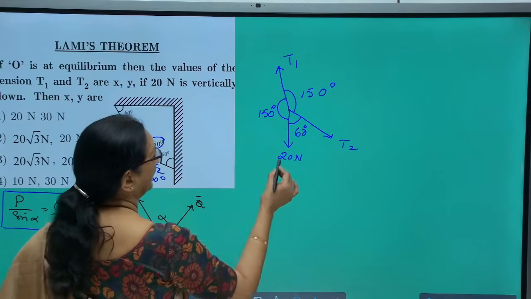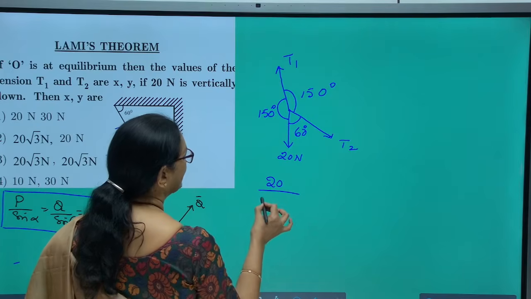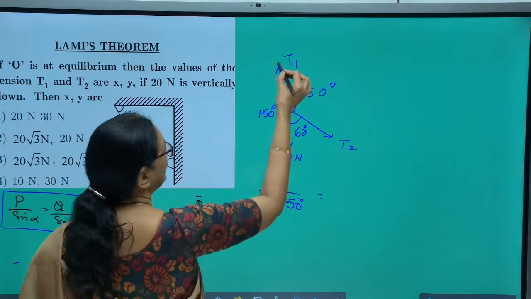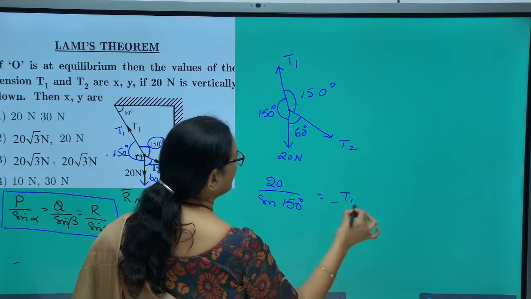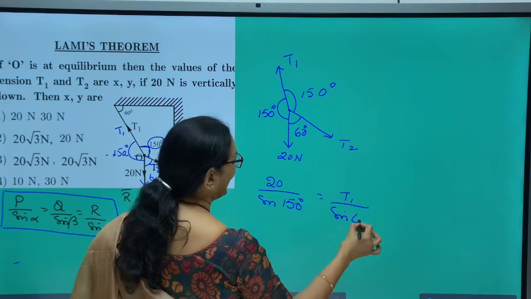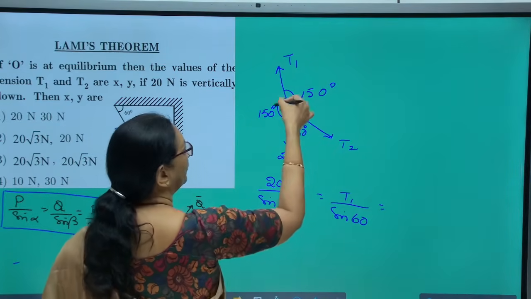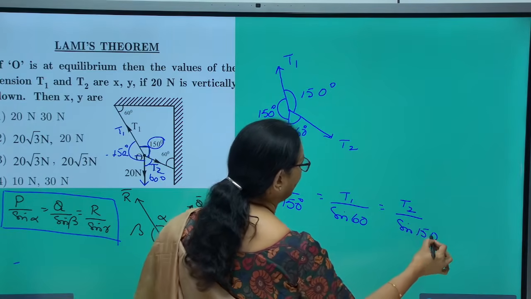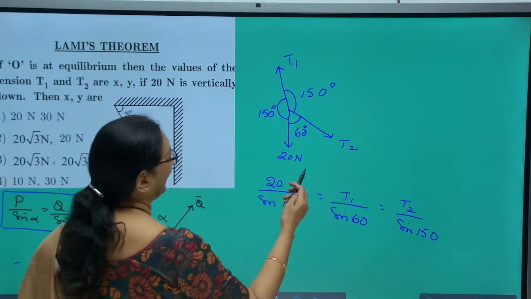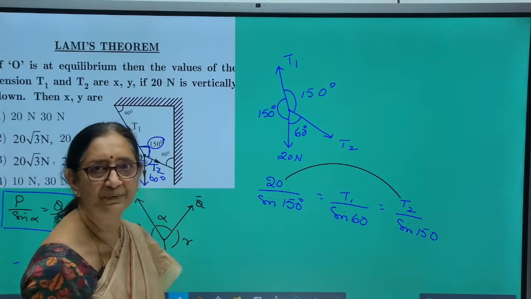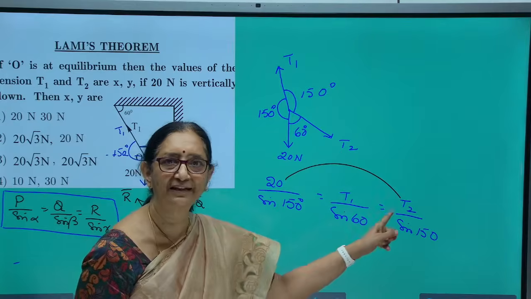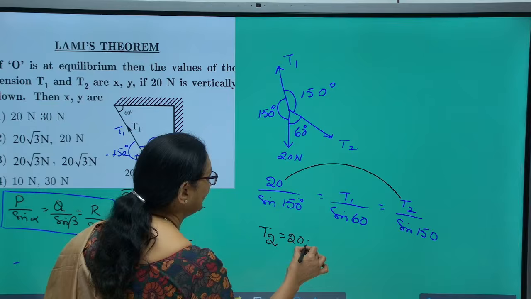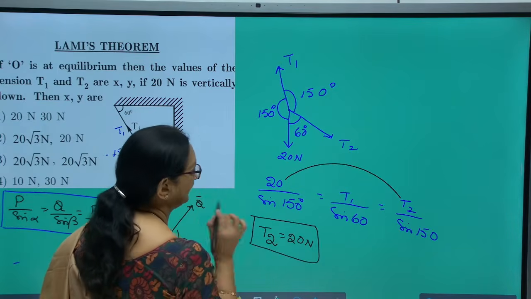Now, the problem is done. P by sine of the opposite angle 150 degrees is equal to T1 by sine of the opposite angle, sine 60, which is equal to T2 by sine of the opposite angle, that is 150. If you look at these two expressions, 20 by sine 150 is T2 by sine 150, from which T2 is equal to 20 Newton. So, that is done.